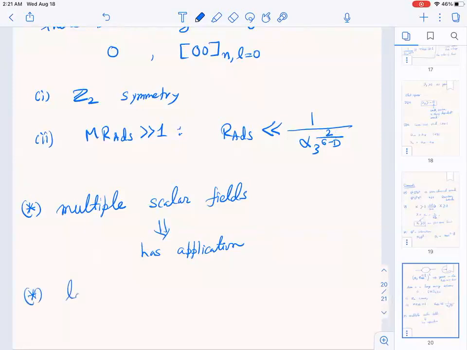I already mentioned loops. If you include loops, the CFT theorem remains the same, but then the identification between CFT coefficients and the coupling constants becomes complicated, but in principle, the same kind of analysis can be done even when you have loops.